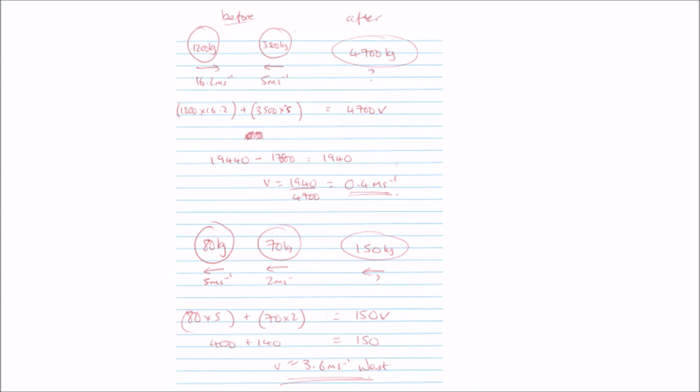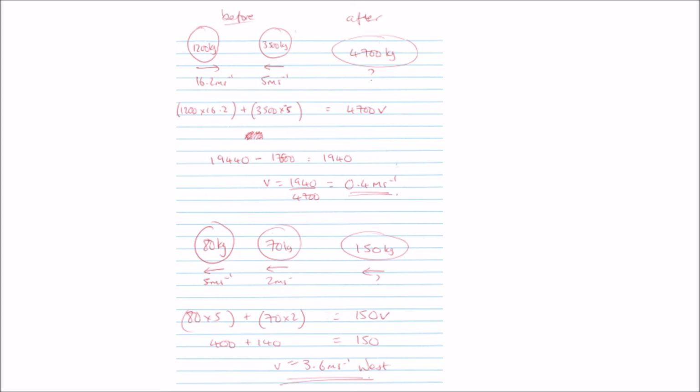Question 17 and 18, top half here is 17, a head-on collision. Getting the hang of it hopefully now. Don't forget the minus there because the 5 is traveling right to left. Get your total momentum, equate that to the total momentum on the right, so divide through by the mass to get the velocity of 0.4.